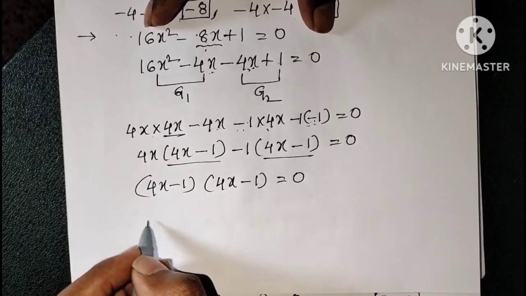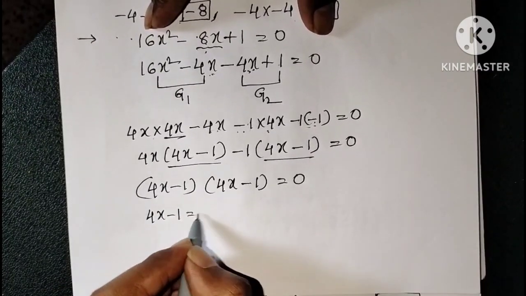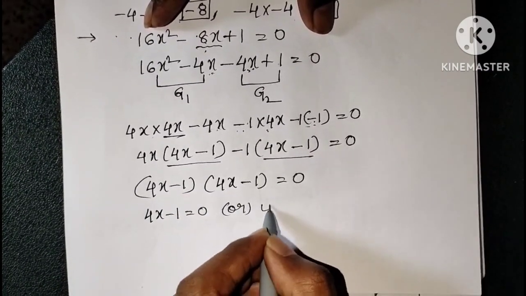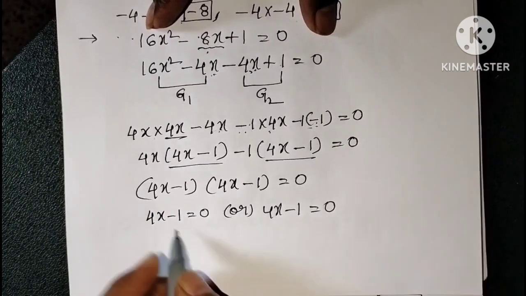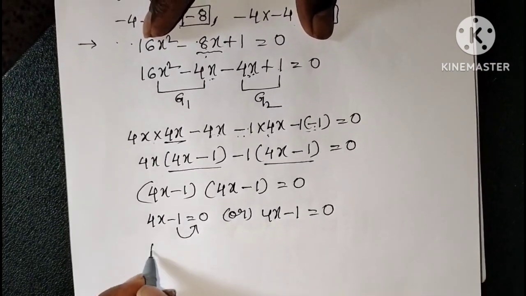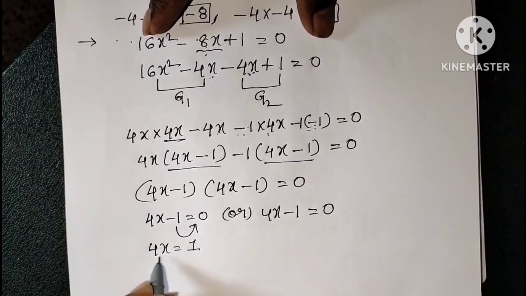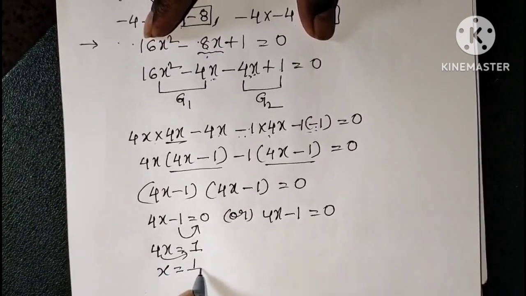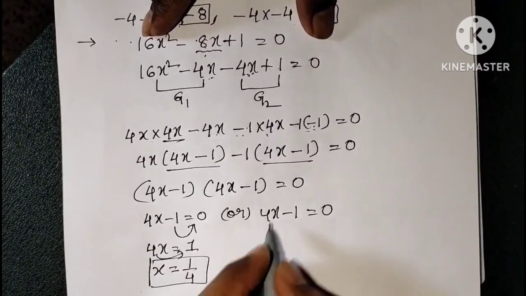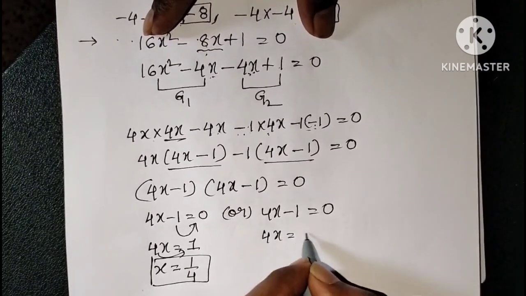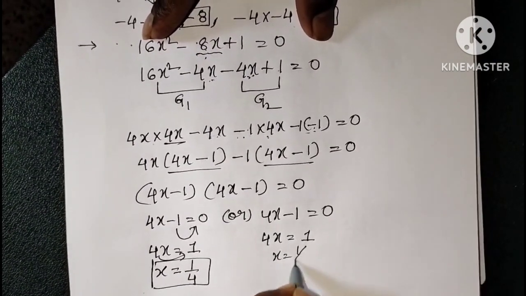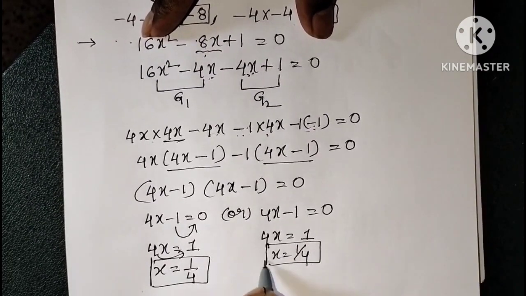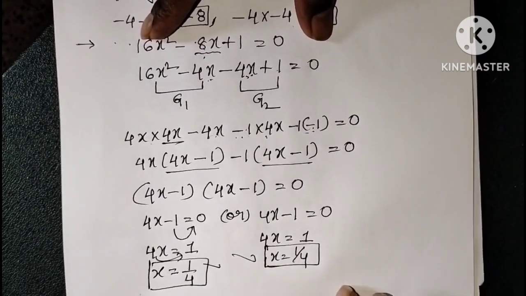So this product is equal to 0. Either 4x minus 1 is equal to 0, or 4x minus 1 is equal to 0. So transpose minus 1, you will get plus 1. So we need the value of x. Transposing 4, we get 1/4. Similarly from this also, 4x is equal to plus 1, x is equal to 1/4. So here we get equal roots.